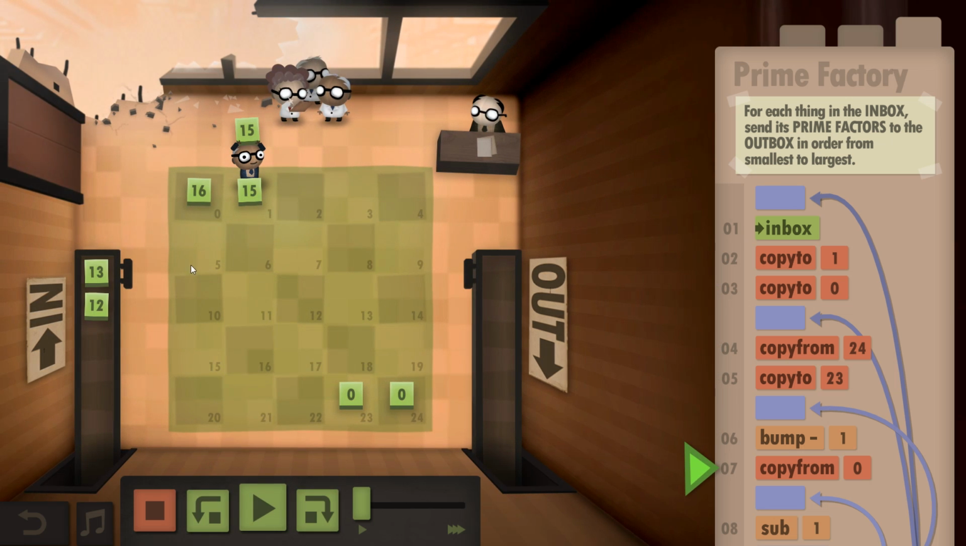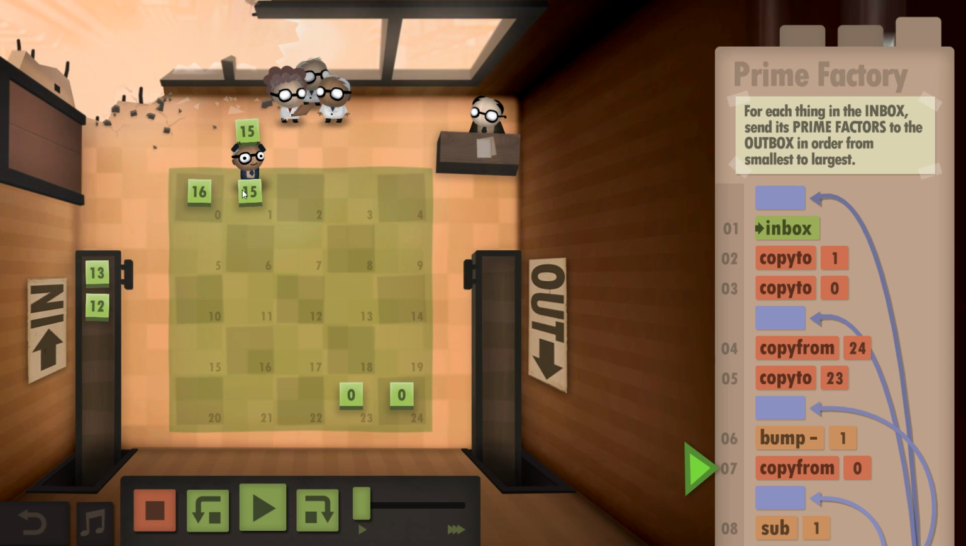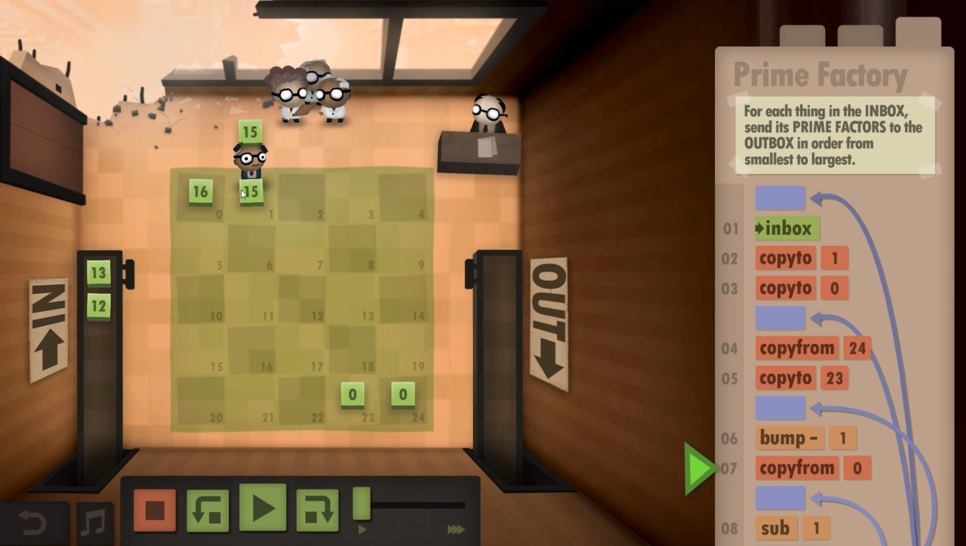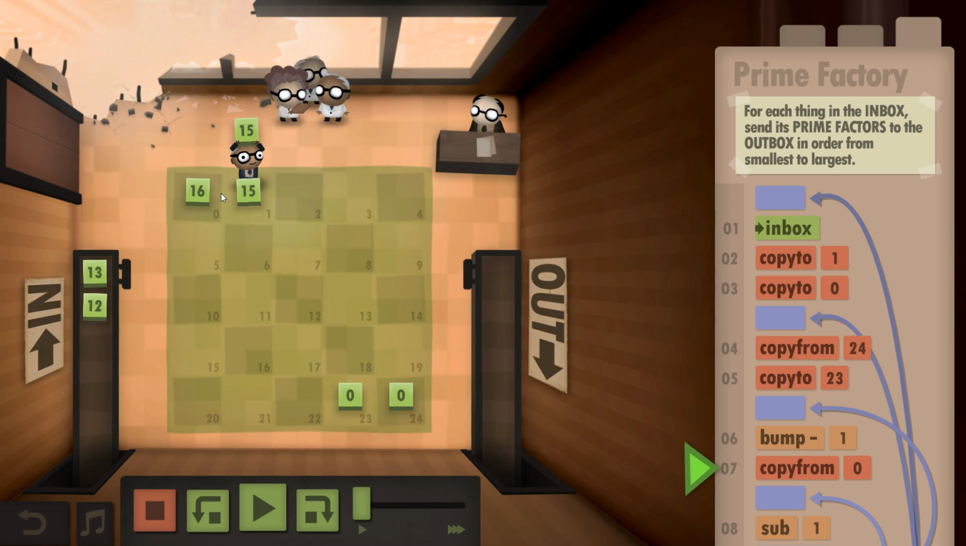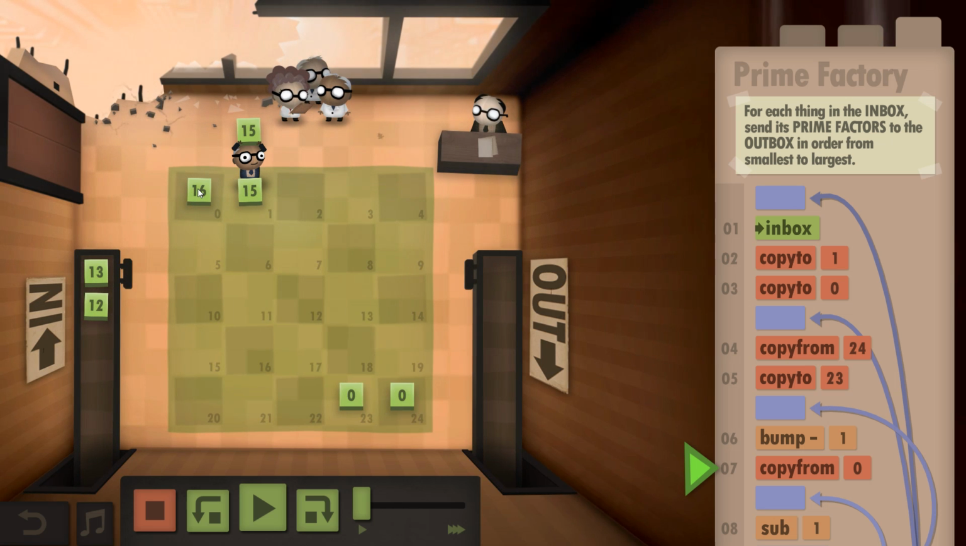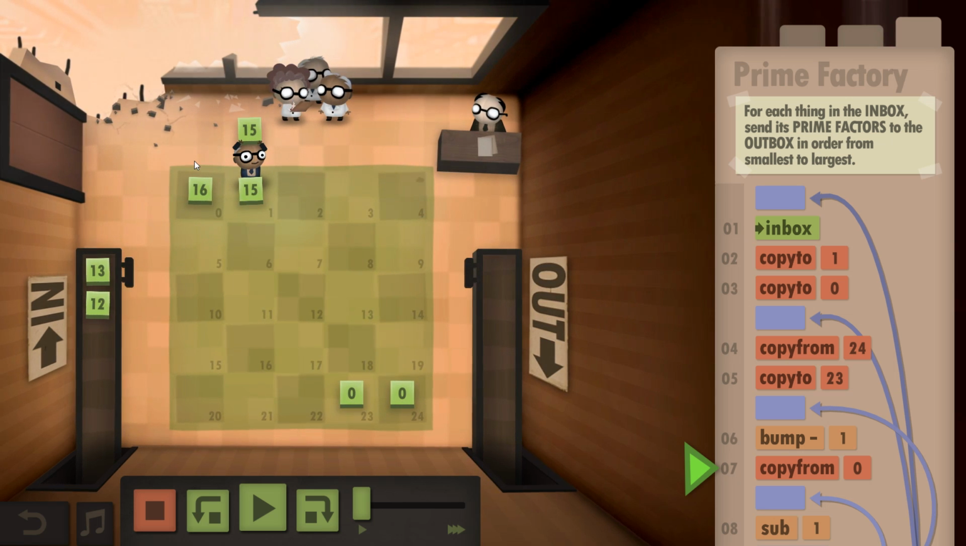Right here, I start by trying to divide 16 by 15, which obviously is not going to work. It would be more efficient to start with 8. So if I halve this and then start dividing, that should always work. I think.